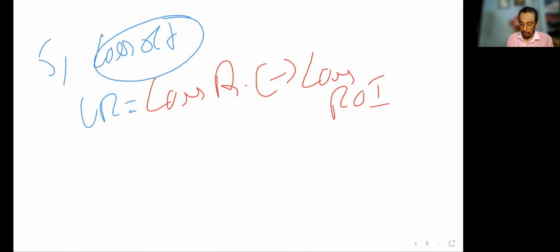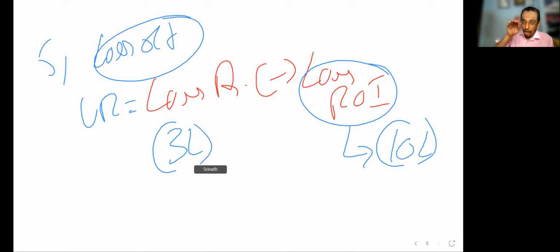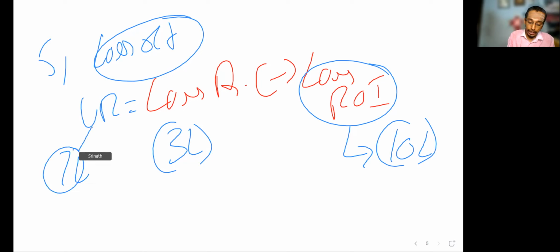That means what we need to do is, as per the return of income, the loss is, let's say, 10 lakhs. As per the assessment order, loss is, let's say, 3 lakhs. So loss has reduced by 7 lakhs. That would be considered as underreporting of income.